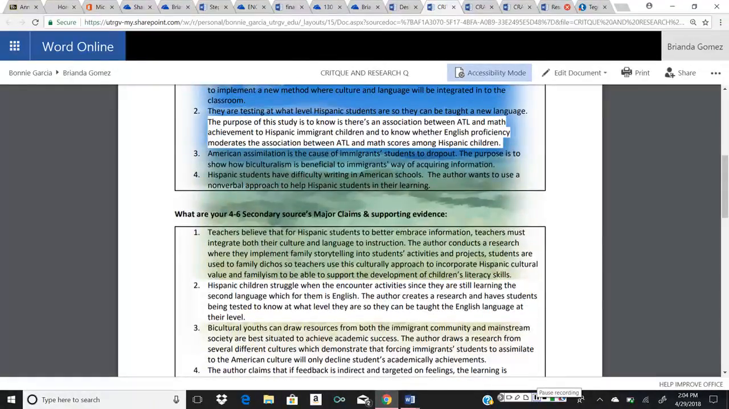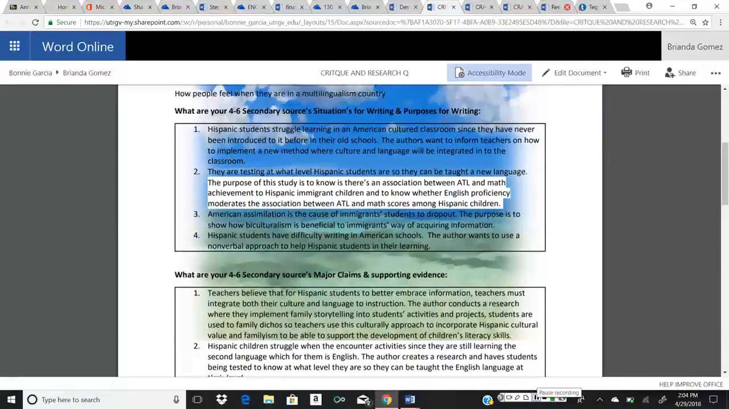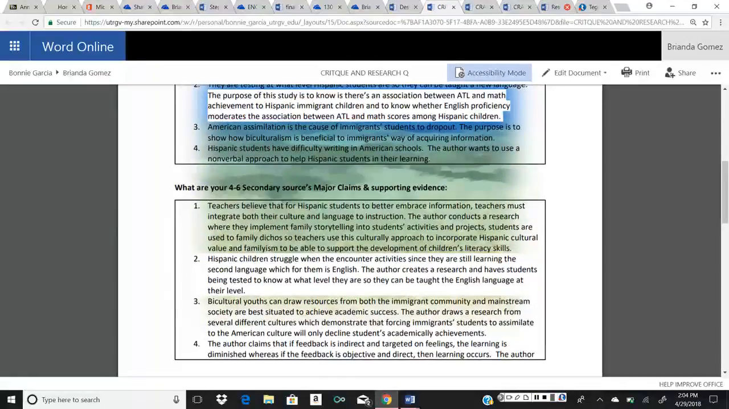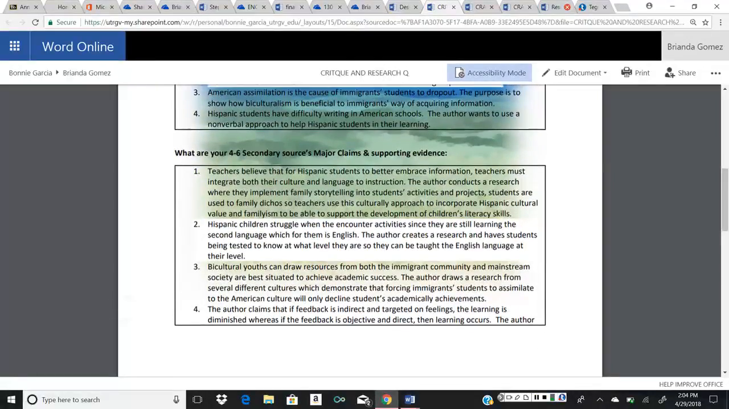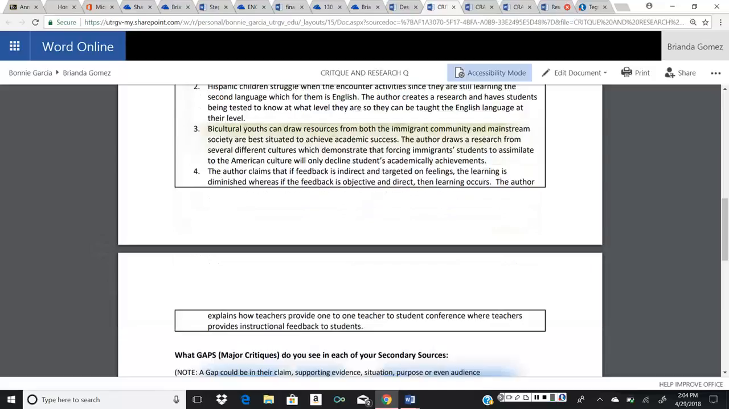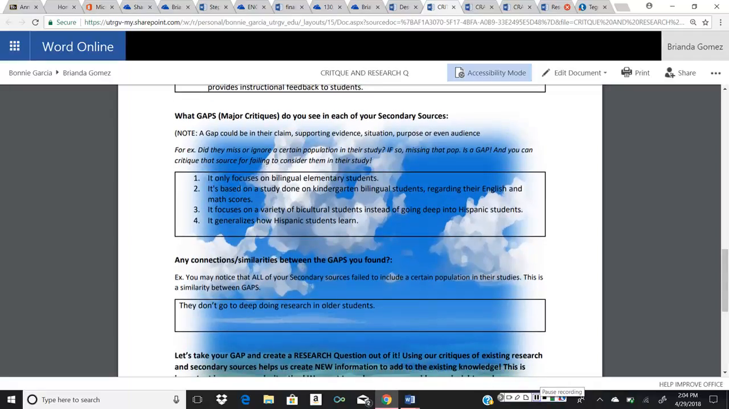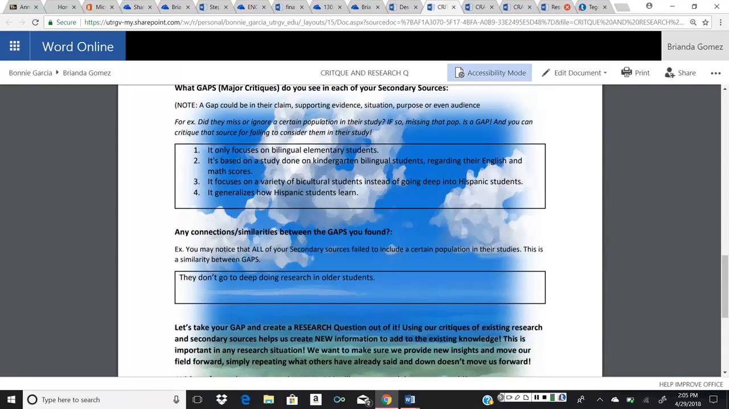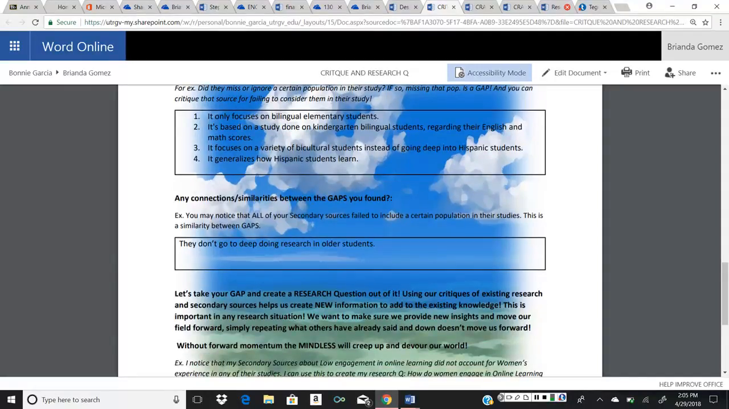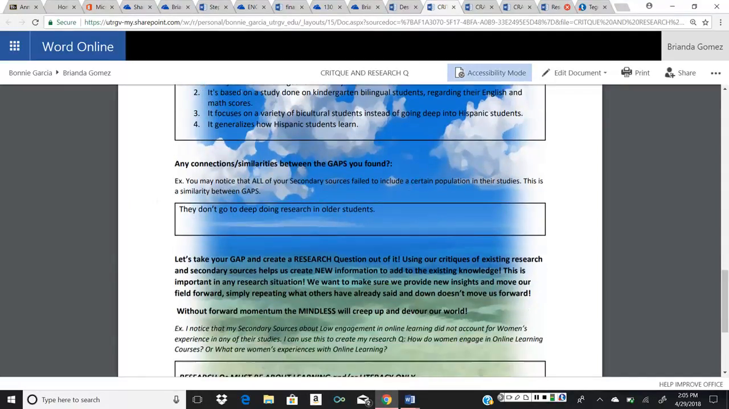I separated the four sources I got with the claims and supporting evidence of each one of them. And over here, I wrote down what they were focusing on. So one was focusing on only bilingual elementary students, the other one was on kindergarten, and the other one was with different cultures and generalizing Hispanic students.